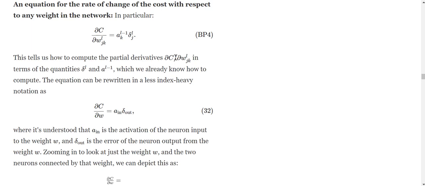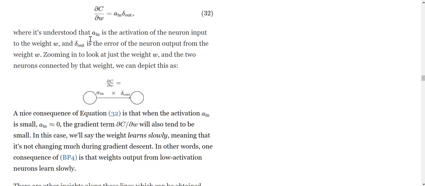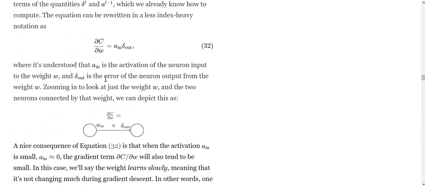So you're computing the derivative of the cost function with respect to the weight, and now you're getting them in terms of delta L and A L minus 1, which you already know. So the equation can be rewritten in a less index-heavy way. The partial derivative of C with respect to the weight is the activation of the input times the error of the output, where it's understood that A in is the activation of the neuron input to the weight W, and delta out is the error in the output neuron from the weight W.